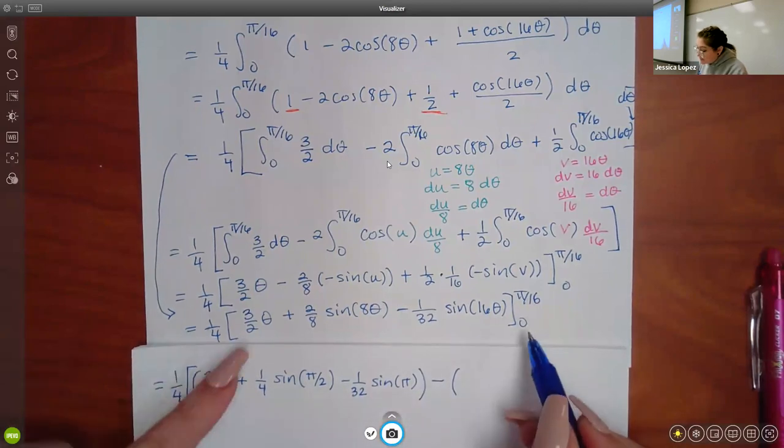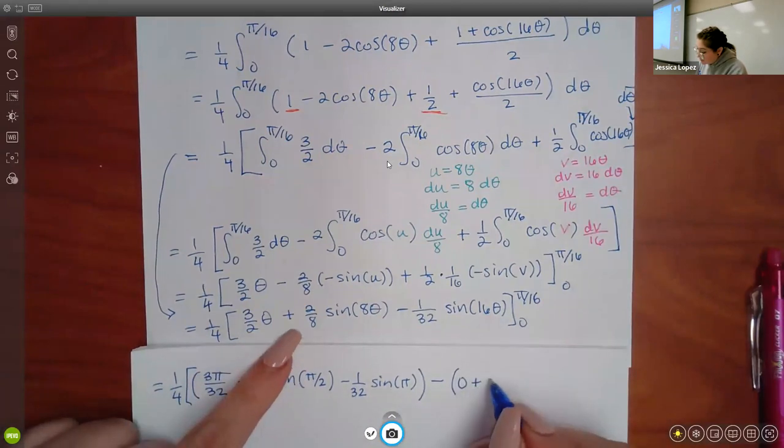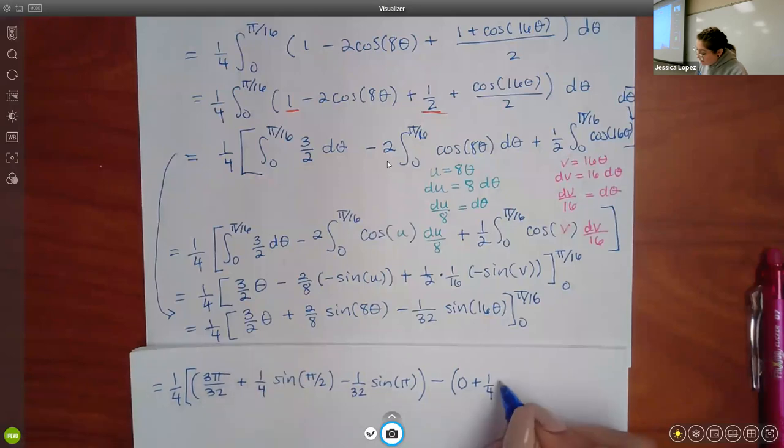Now, when I plug in 0 here, it's just going to be 0. Simplify this. And when I multiply 8 times 0, it's going to be 0. And when I multiply 16 times 0, it's going to be 0.